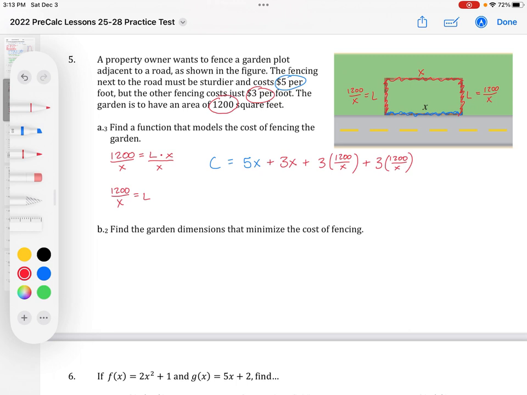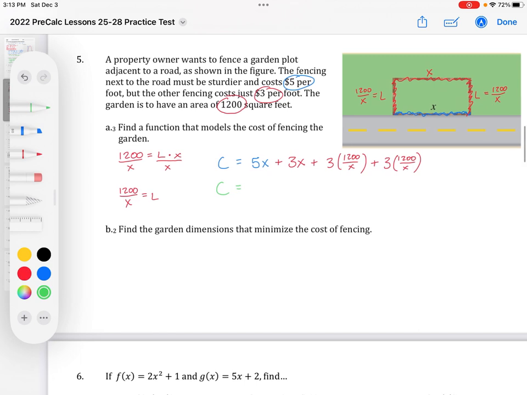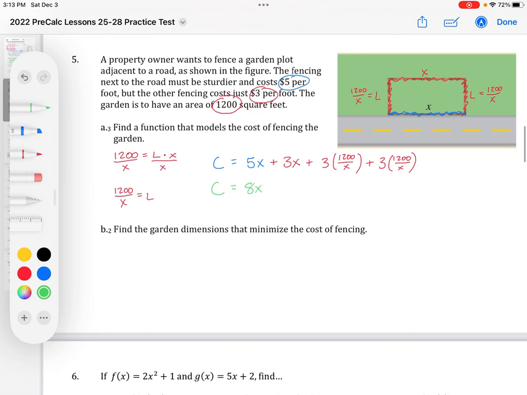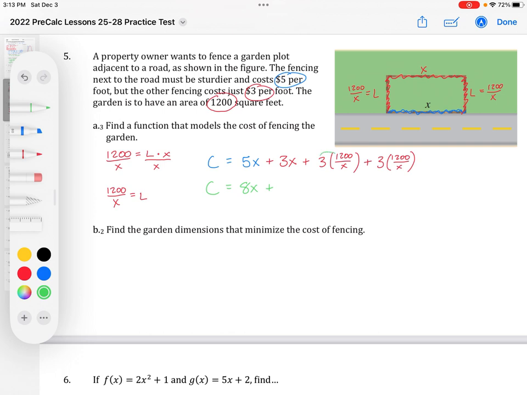So at this point, we're just going to start simplifying. I have 5x plus 3x is 8x plus, and then this, if I multiply 3 times 1,200, that's 3,600 over x. Same thing here, 3,600 over x. So the cost is going to be 8x plus 7,200 over x. All right, so that is our cost formula.